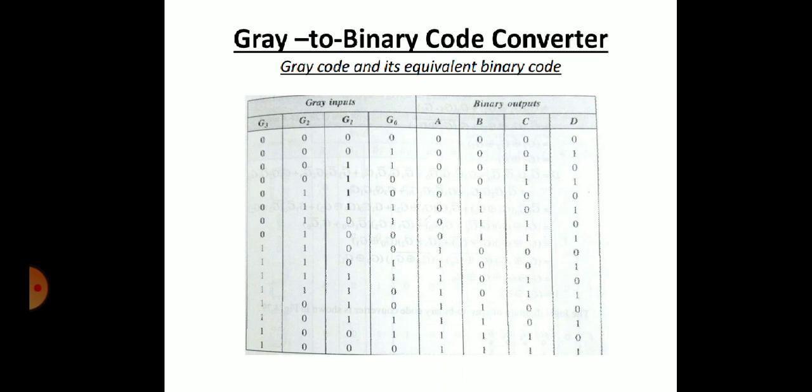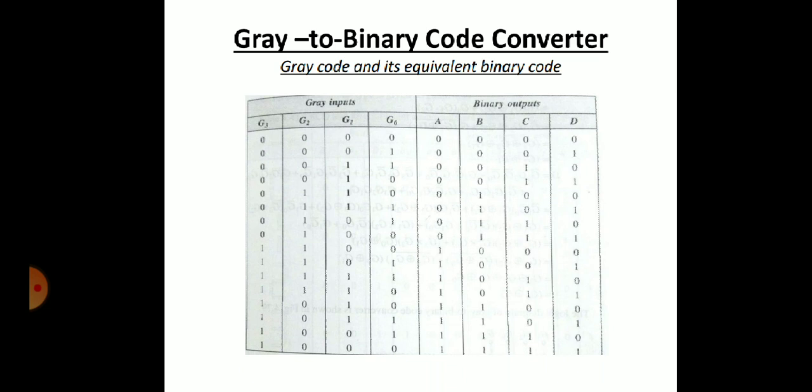Similarly, the second last row, gray inputs are 1 0 0 1. First G3 is written directly in A, 1. After that, A XOR G2, and the result will be written in B, 1 0, that is 1. After that, B XOR G1, result will be written in C, and then C XOR G0, result will be written at D. So what will be the result for 1 0 0 1? The result will be 1 1 1 0. So this is the truth table for gray code and its equivalent binary code.